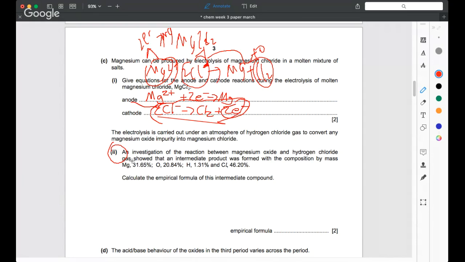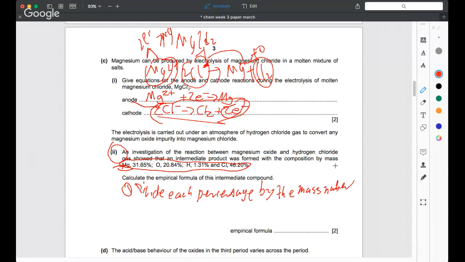Okay, so those are the percentages of the elements given in the question. We talked about the method of doing this before. You need to follow certain steps to do this kind of question. If you are given the percentage of all the elements present in the compound, the first thing you do is divide each percentage by the mass number.